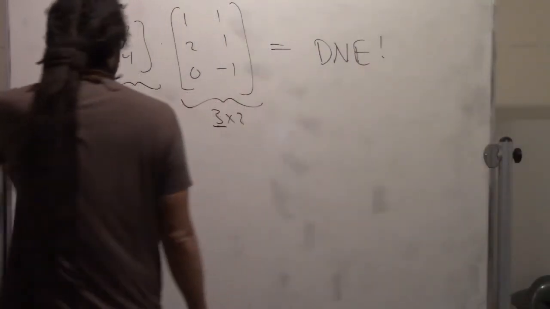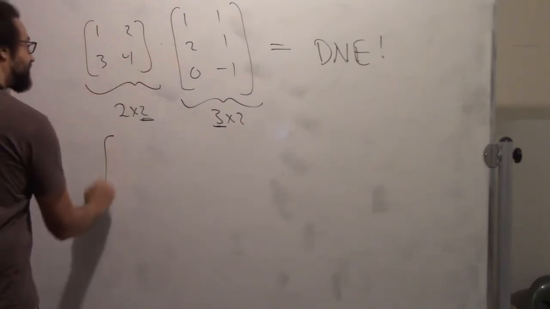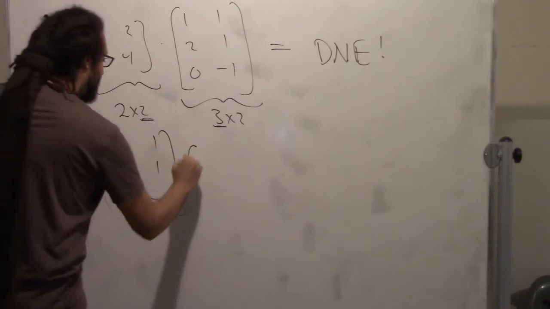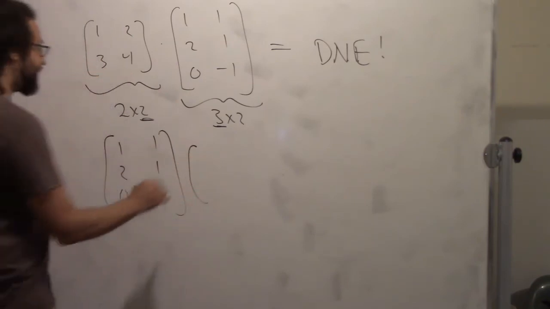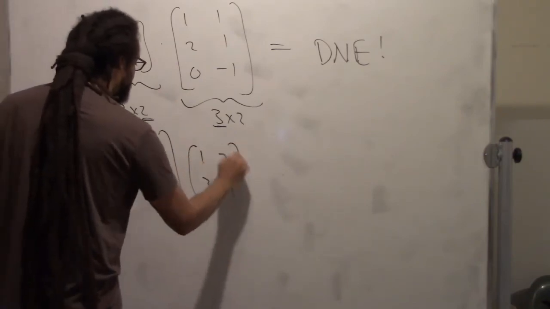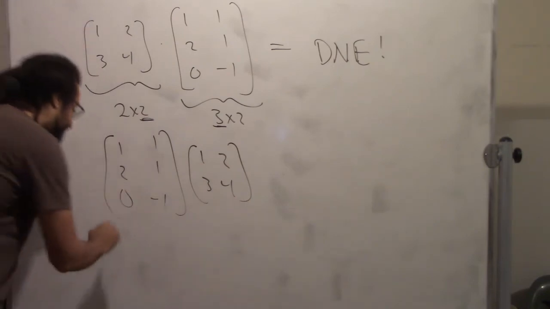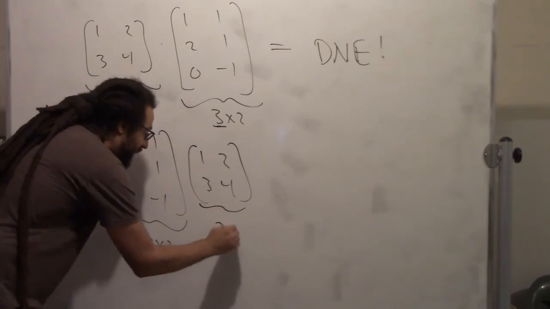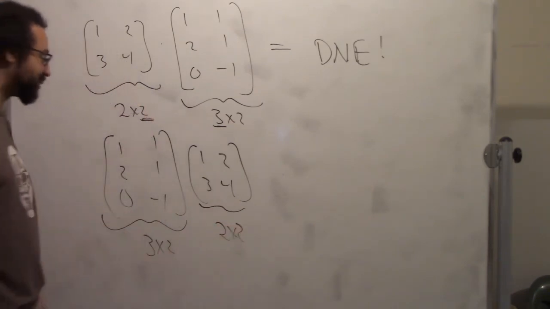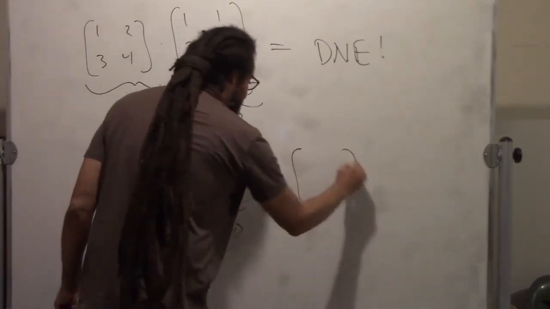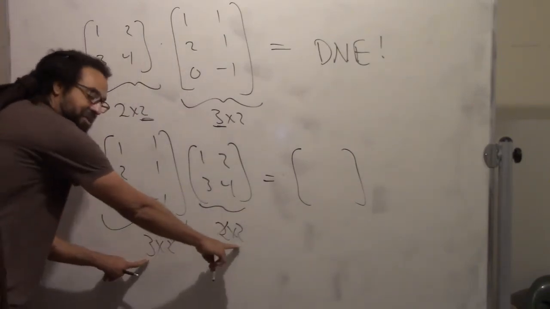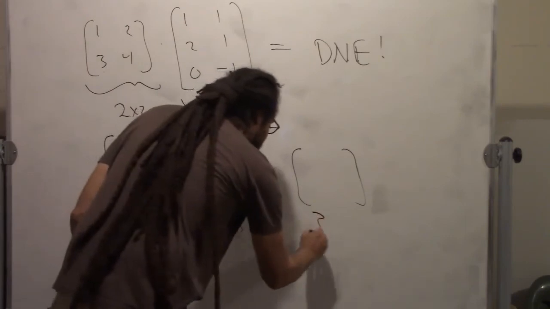But it does look like if we reverse the order, so for example, 1, 2, 0, 1, 1, negative 1, and write down 1, 2, 3, 4. Now it looks like here we've got a 3 by 2, and here we've got a 2 by 2, and so we should expect the result to be some matrix of size, right? So cancel the 2's, some matrix of size 3 by 2.